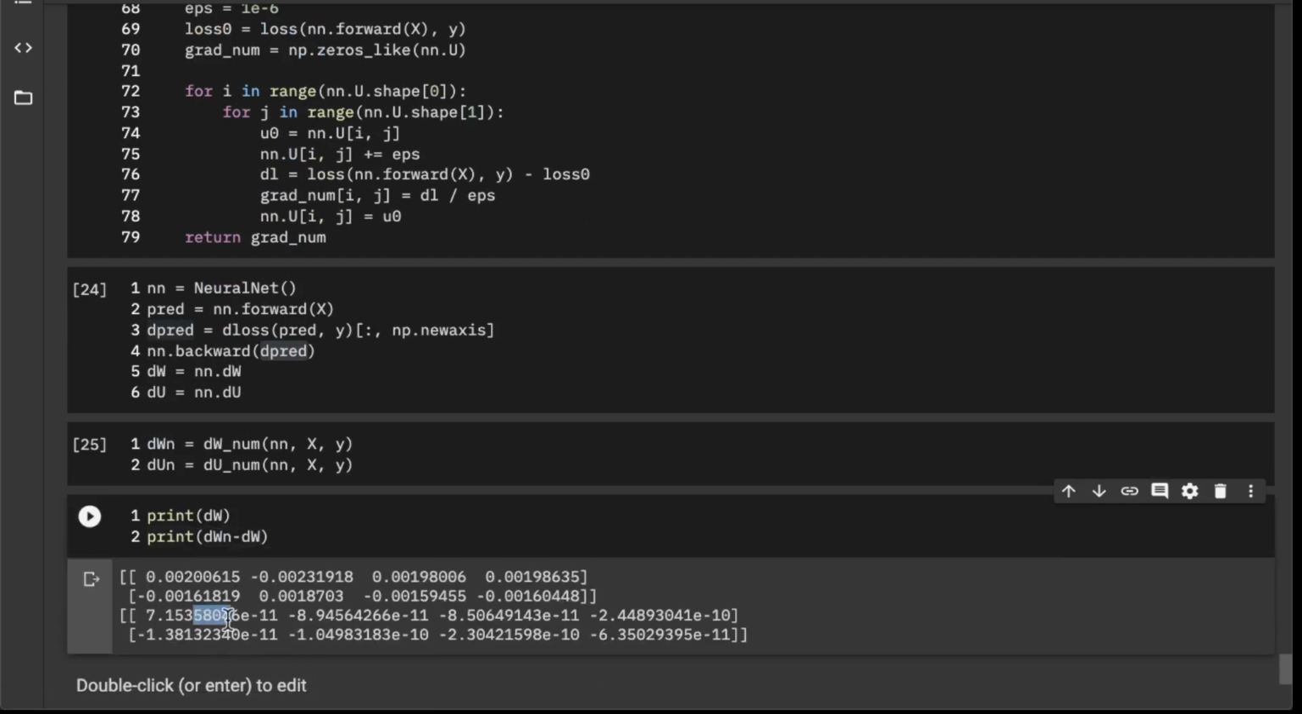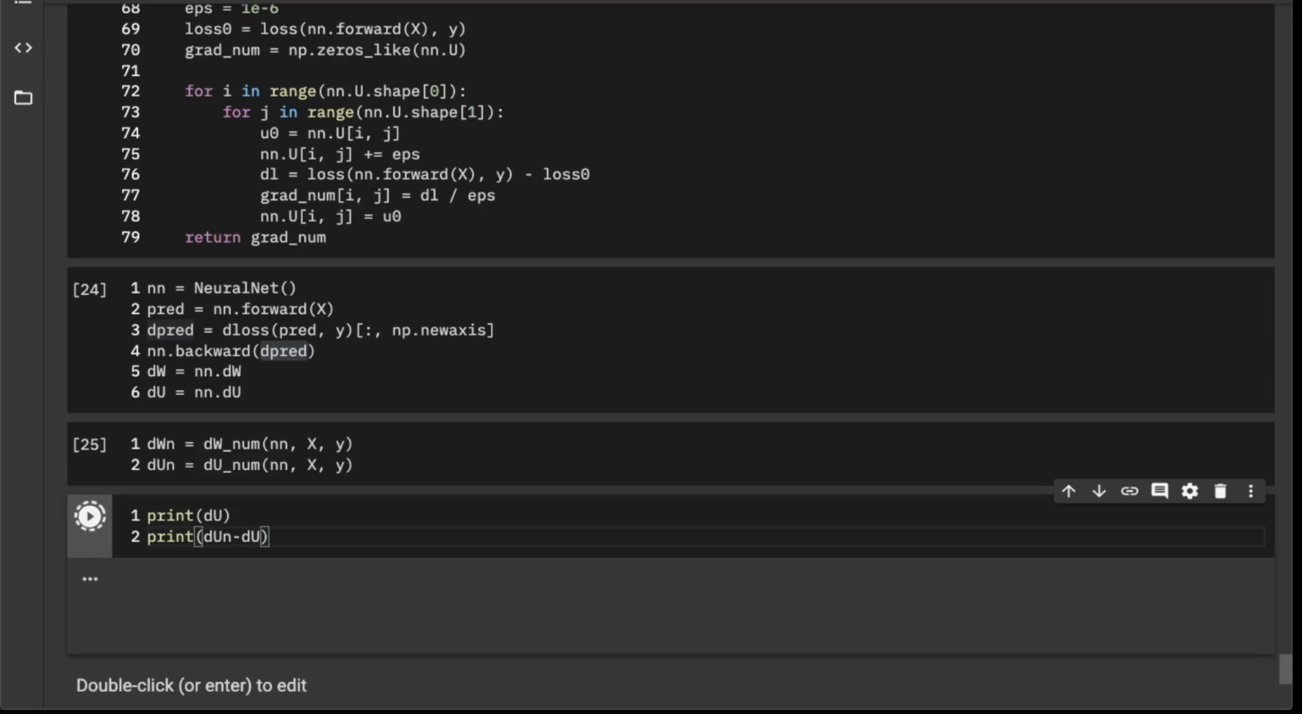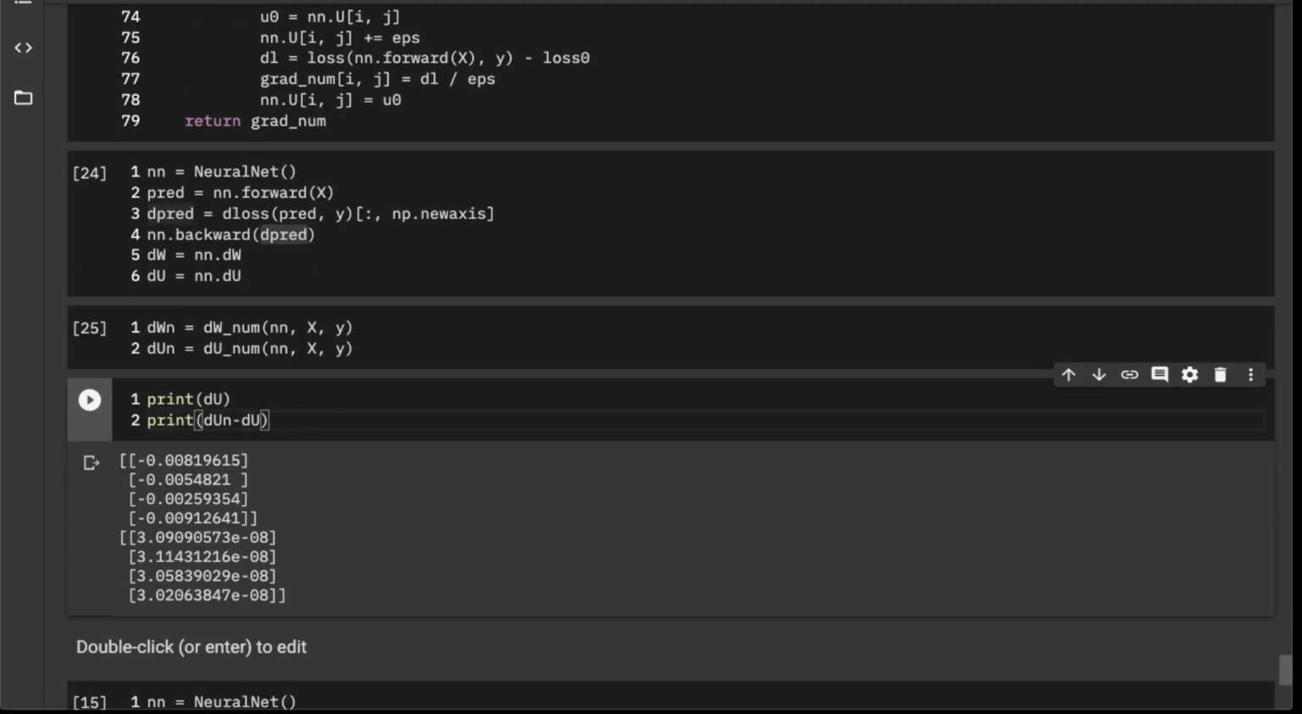we have a very small difference. That means the computation is probably correct. We can also do the same for the U matrices. Look, the U matrix has only one column in each row, and the difference is also very small. So that verifies our implementation of the backpropagation algorithm.